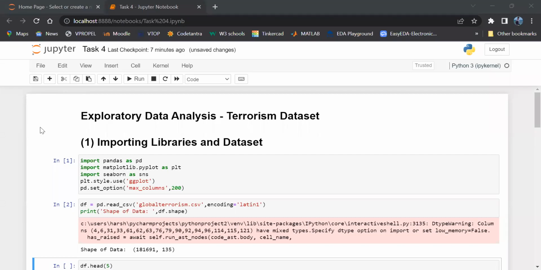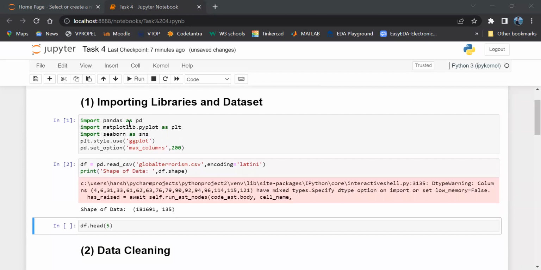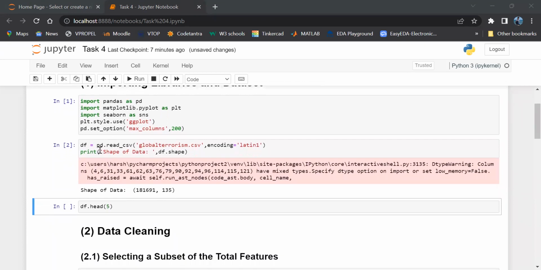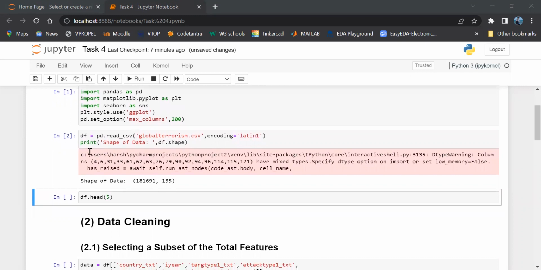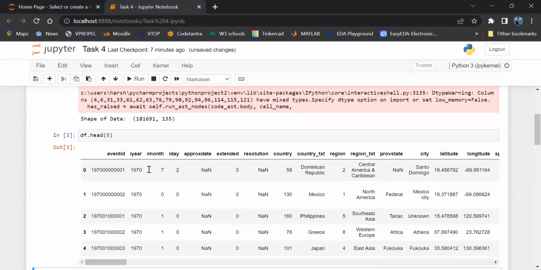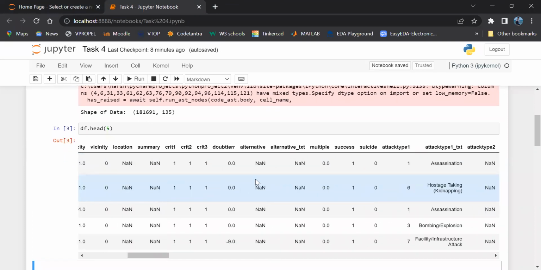Hi, I'll be performing exploratory data analysis on a terrorism dataset using Python. First, I have imported some libraries such as pandas, matplotlib, and seaborn. Then I imported the data into Python and stored it in ds. Let's see how this terrorism dataset looks. So as you can see, this is our data.